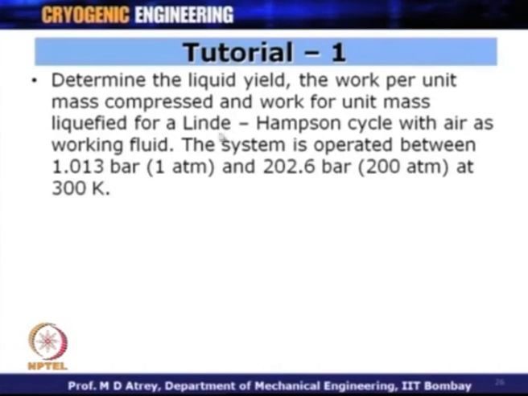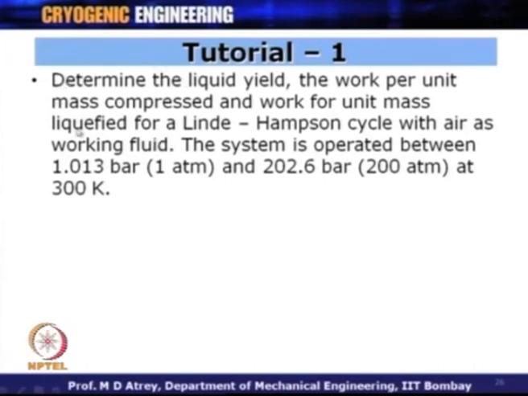The first tutorial problem statement is: determine the liquid yield, which is nothing but Y, the work per unit mass of gas compressed, which is WC upon m dot, and the work per unit mass of gas liquefied, which is W upon m dot f, for a Linde-Hampson cycle with air as the working fluid. Now, it is very important to understand what has been asked in the problem. Sometimes the problem statements are very large, and you have to split those into small sub problems and then solve the problem.